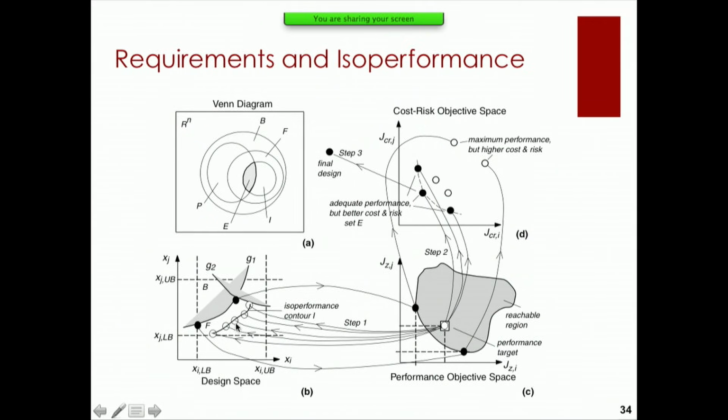So if you can then map backwards to the design space, these points here are all isoperformance, meaning they all satisfy and provide this level of performance, but they do it in different ways. And then in order to select a final design or a final requirement set, you want to look at other objectives. This is where the should statements come in, and these are typically cost and risk related objectives.